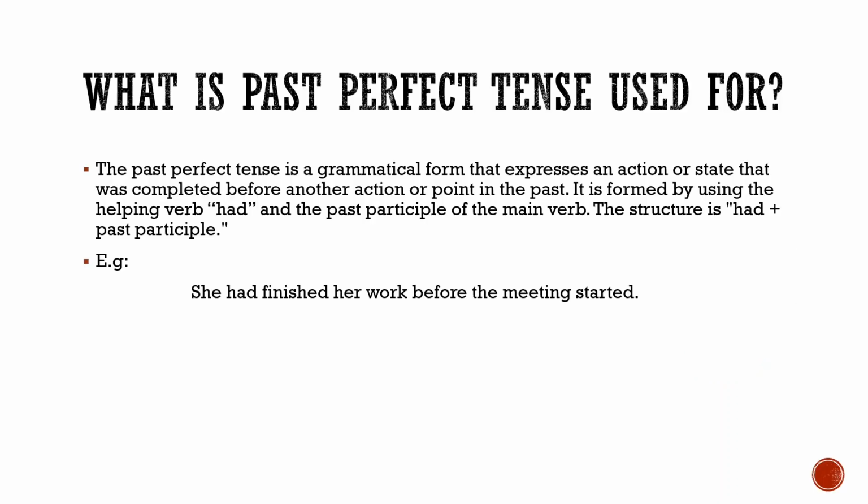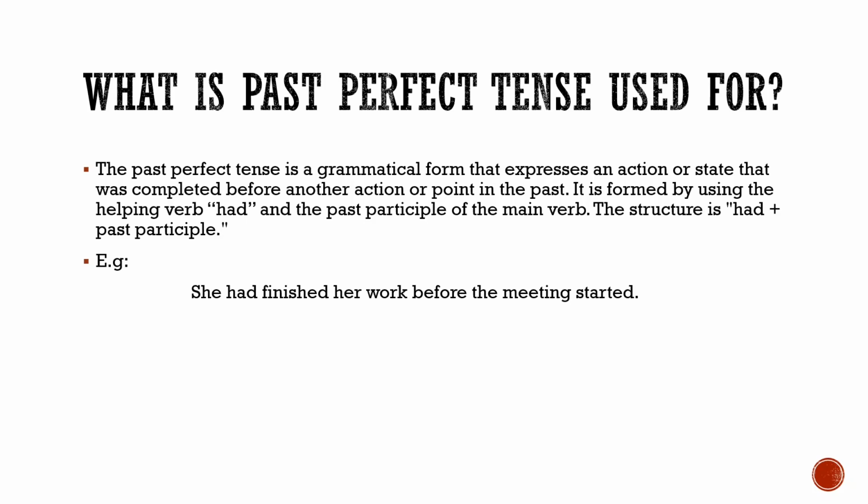At first, what is the past perfect tense used for? The past perfect tense is a grammatical form that expresses an action or state that was completed before another action or point in the past. Right. So basically, if you want to talk about a certain action in the past, obviously many events are occurring in the past, but we need to talk about a certain one which happened before another action or point that happened in the past. We use the past perfect tense.